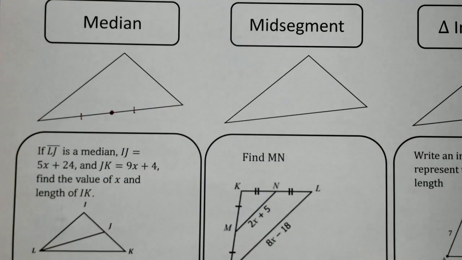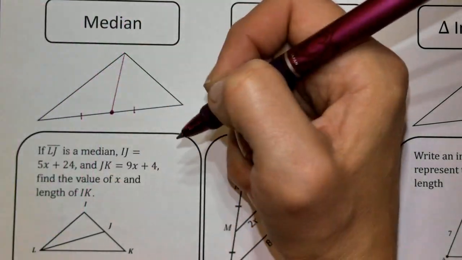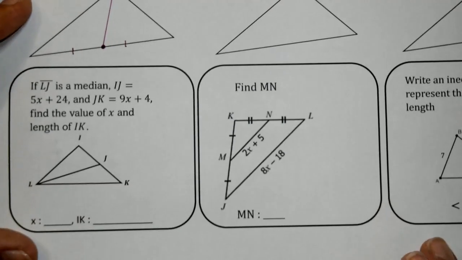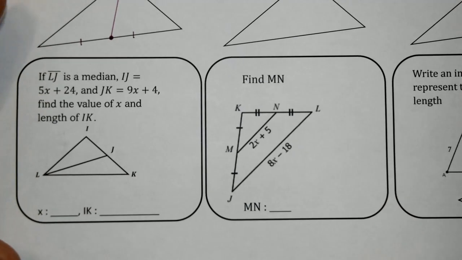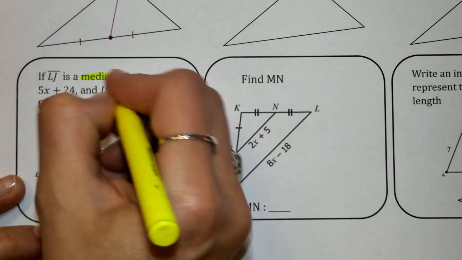And just like with angle bisector and altitude, it has to come out of the vertex. So we'll go ahead and trace that line, and this is what we're looking for, a median, the segment that just has those 2 tick marks. With your median, like the angle bisector, you may have part equals part, you may have part plus part equals whole. So looking here, we have that segment LJ is a median.